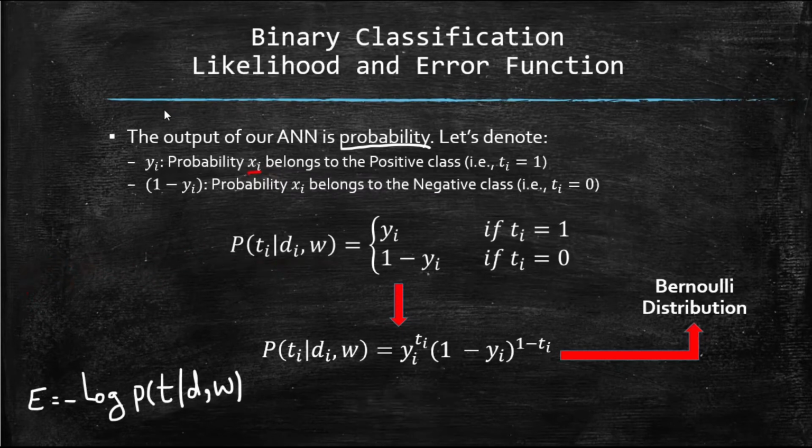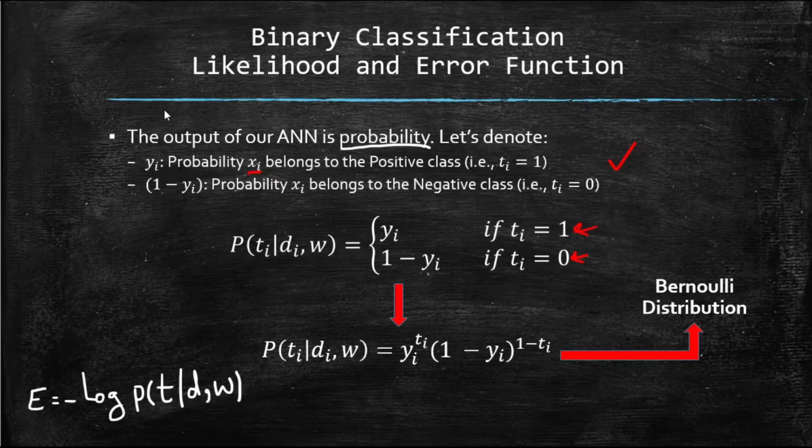Lovely. So it kind of seems to me that based on what we said right here, if the ground truth equals 1, then y sub i would be the probability that the input belongs to the positive class. And for the ground truth equals 0, 1 minus y sub i would show you the probability that your machine thinks that your input belongs to the negative class.